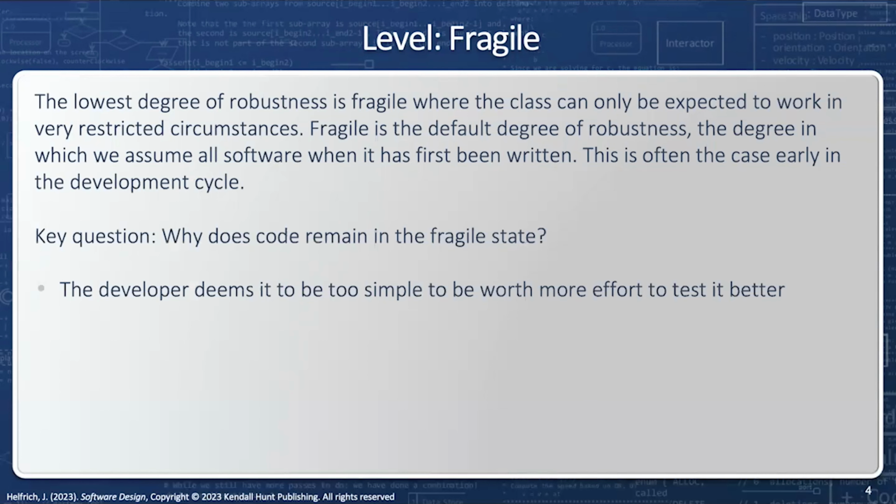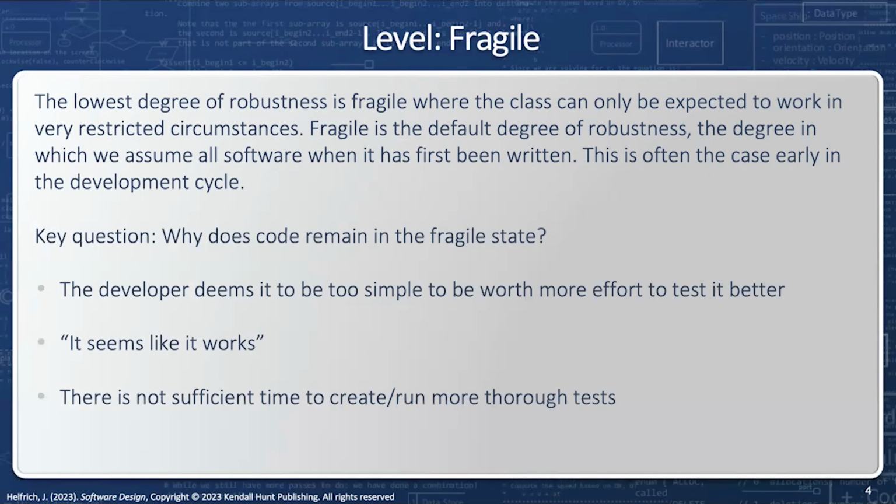Well, first and foremost, the developer thinks it's too simple to be worthwhile to test it better. In other words, we look at it and we say, that probably works. And let's be honest, we've written a lot of code for this exact reason, haven't we? Number 2, it seems like it works. I've run through a few rudimentary tests and I'm confident enough. In other words, my nervousness about the complexity of the code is not sufficient to warrant making more rigorous tests.